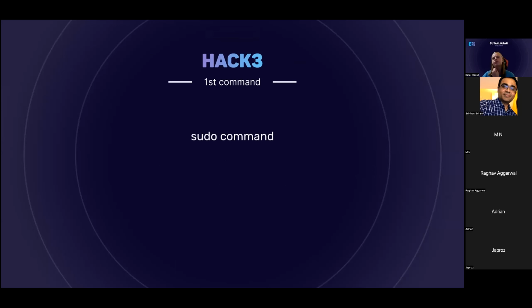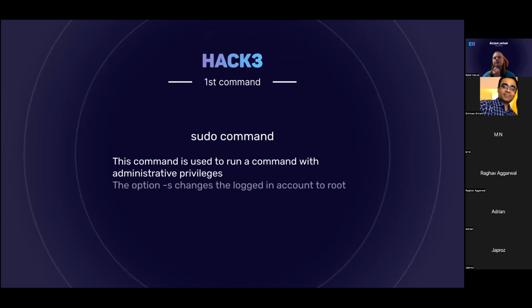So the first command is obviously sudo. This command is used to run a command with administrative privileges, just like if you were on Windows and right-clicked on it and chose run as admin. The sudo command is used just like that, basically. And with the option -s, when you do sudo -s, it will put you into the root account. So you automatically have administrative privileges on every command you execute, just like going into an administrator account on Windows.